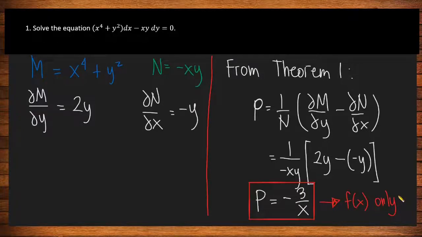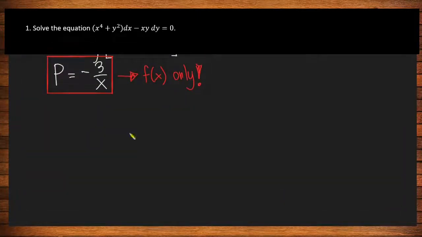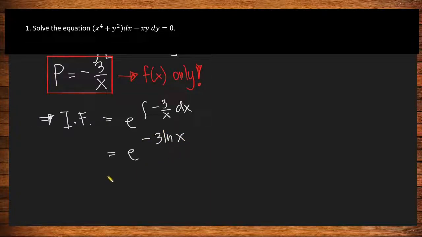Ibig sabihin, our integrating factor will be given by e raised to the integral of p of x dx. Okay, so evaluating the integral in our exponent here, and then further simplifying, we will have our integrating factor equal to x raised to negative 3.